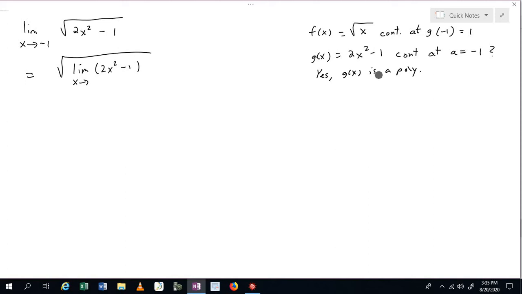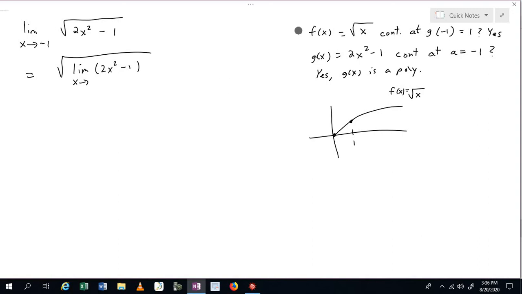And the answer is yes. This square root function is continuous at 1. I mean, one argument is if you look at the graph of square root of x, it looks like this. And at x equals 1, you can see that the function is continuous at 1. Okay, so yes, this is continuous at 1. Right, f of x is continuous at 1.